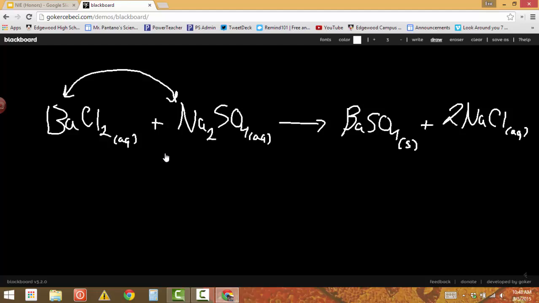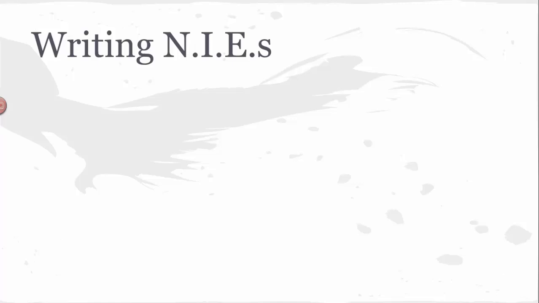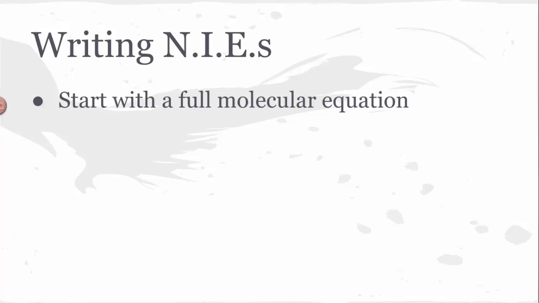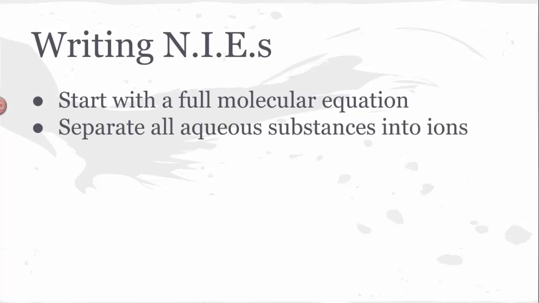Okay? So this is the full molecular equation for this reaction. All right? Now, we want to be able to write a net ionic equation, so we have to learn how to do that. There are some steps that we're going to need to follow. So to write net ionic equations, the first thing is we start with a full molecular equation. Okay, we've done that. We've got to start there.